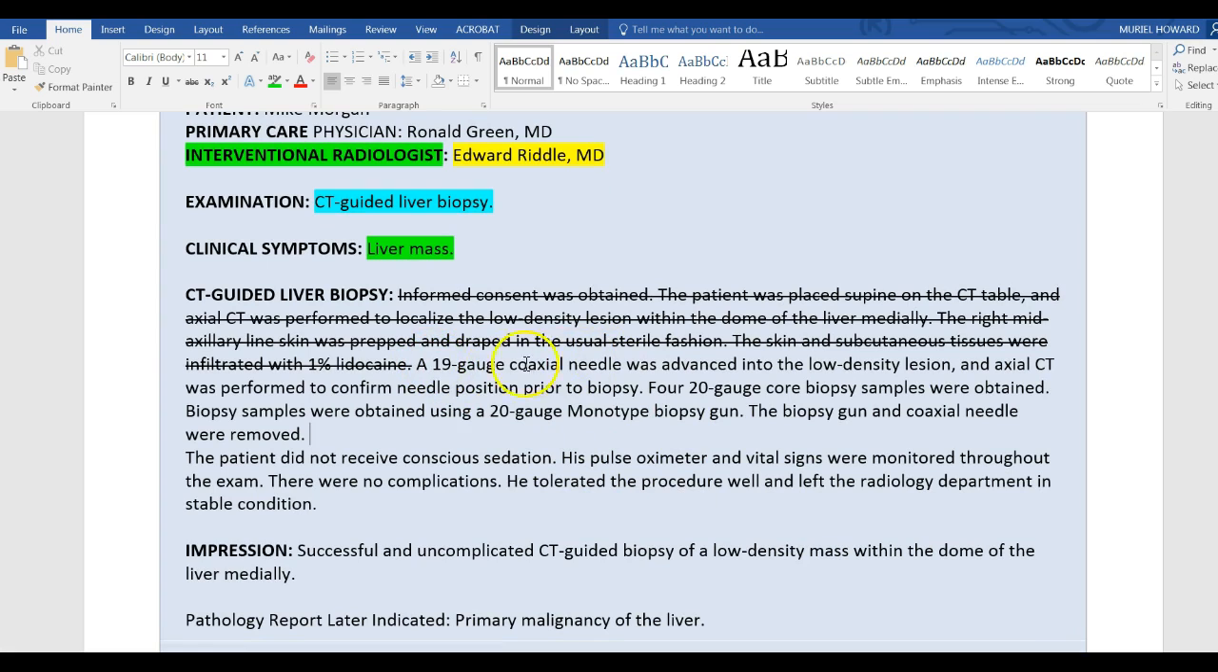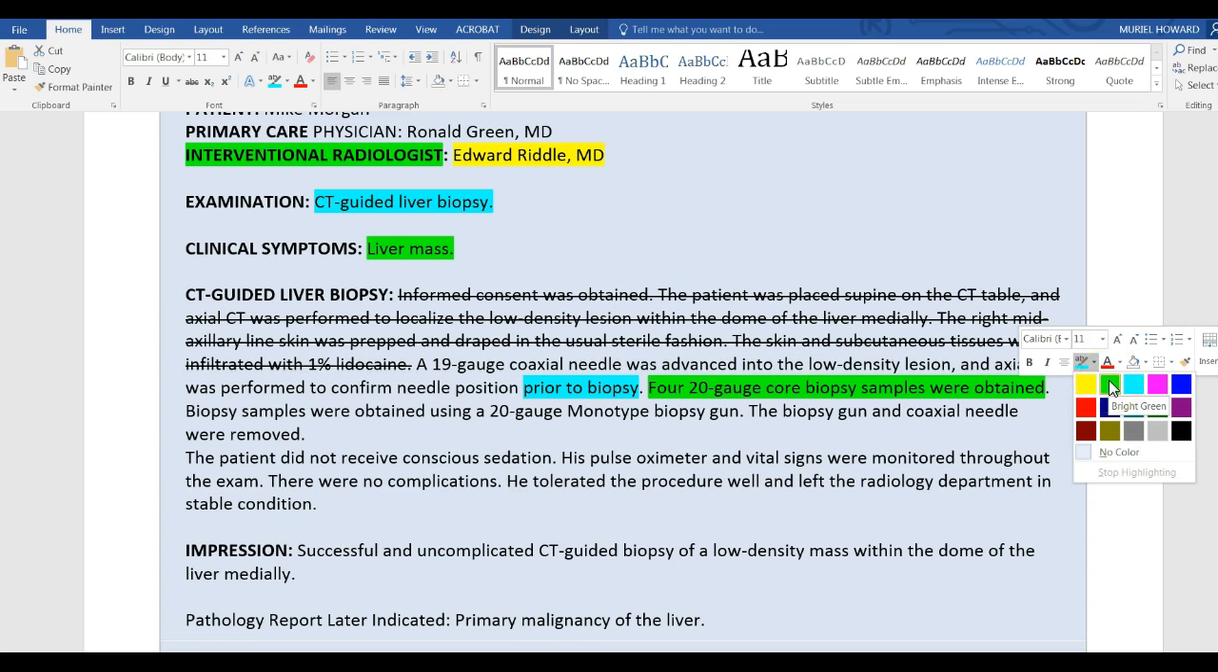As we move further down, we see that the provider used a 19 gauge needle, identified the lesion where it was, and then confirmed the needle position prior to biopsy. So this is letting us know that he took a sample of the mass. When there is a biopsy or a viable sample, it is usually sent to the pathologist for further examination to determine if it's cancerous, non-cancerous, benign, or what have you. What he's saying is four 20 gauge core biopsy samples were obtained. Now when we're dealing with the number of samples taken, when there is a surgery, it doesn't matter how many samples he's taken.